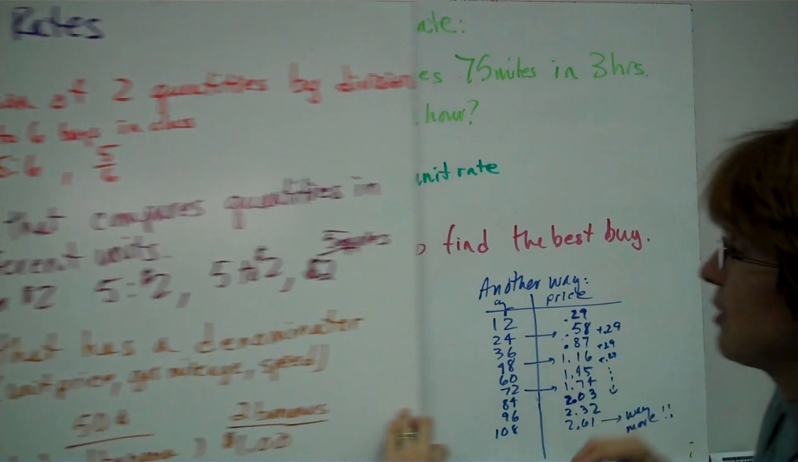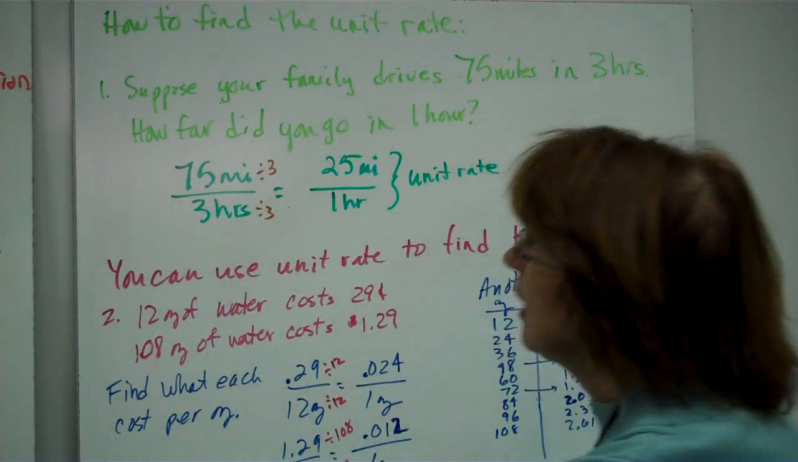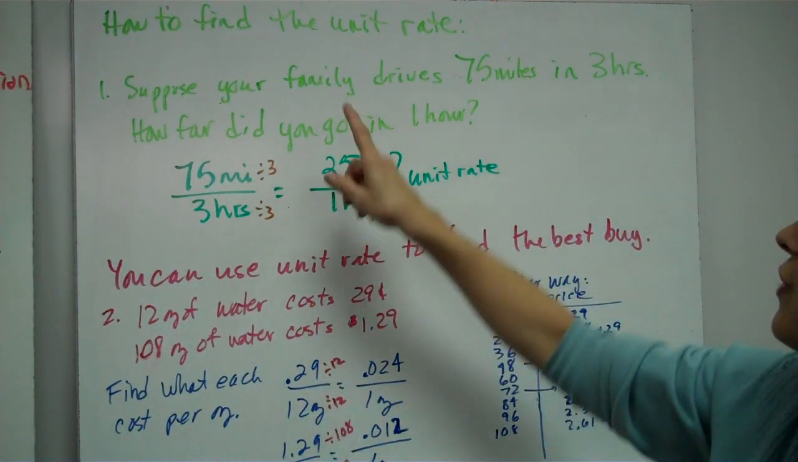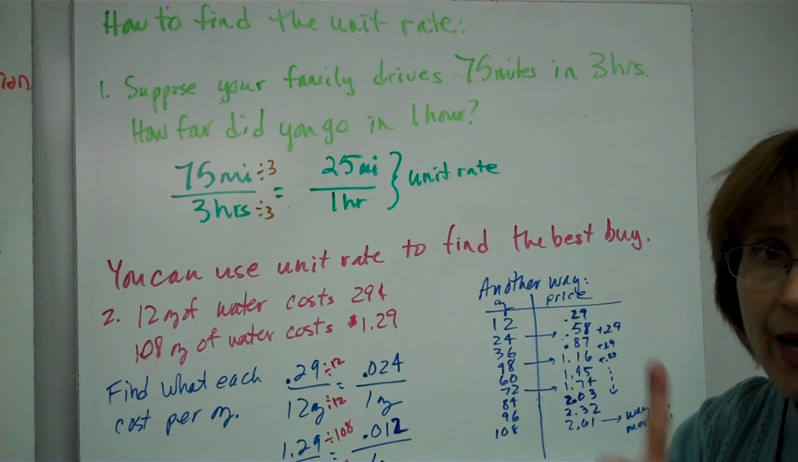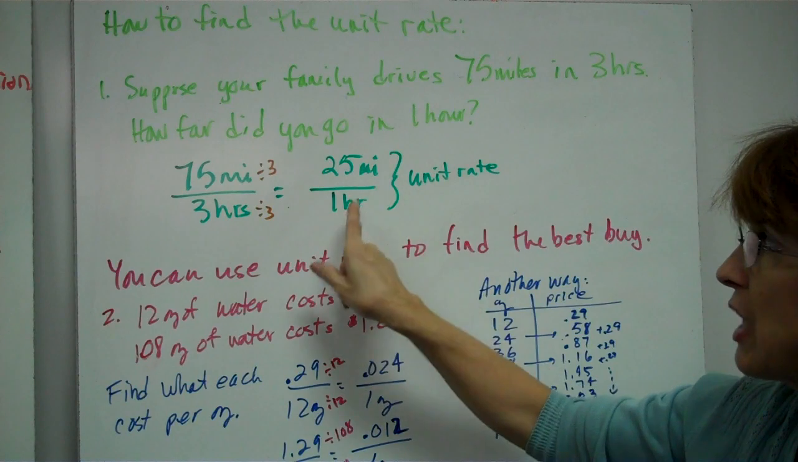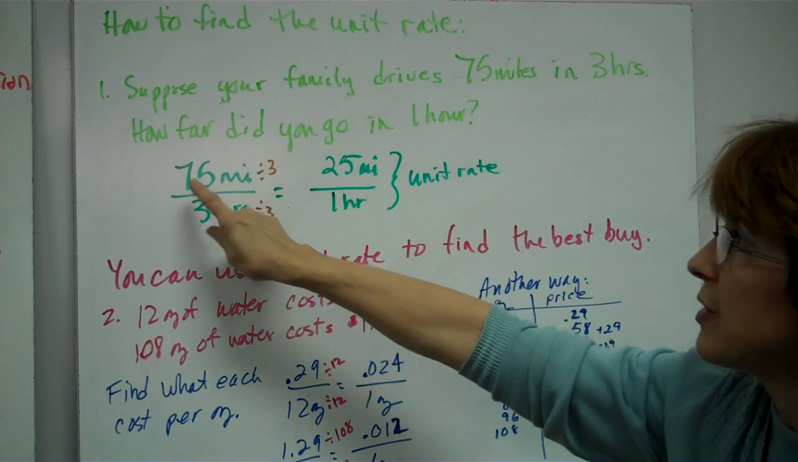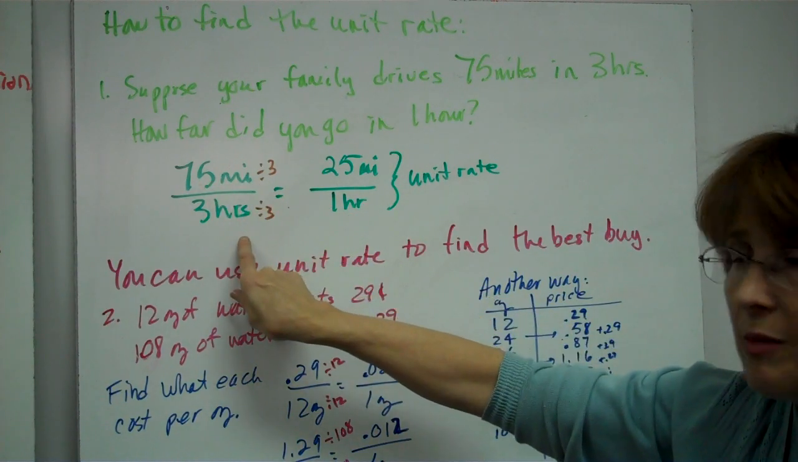Okay, now let's work a couple problems out. How to find the unit rate. Suppose your family drives 75 miles in 3 hours. How far did you go in 1 hour? Okay, what's the 1? So the hour has to go on the bottom. So you want to first set it up so it's 75 miles in 3 hours, with the hour on the bottom.